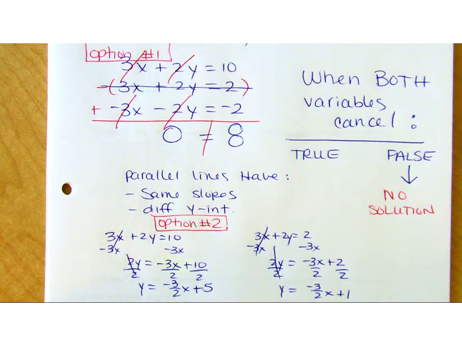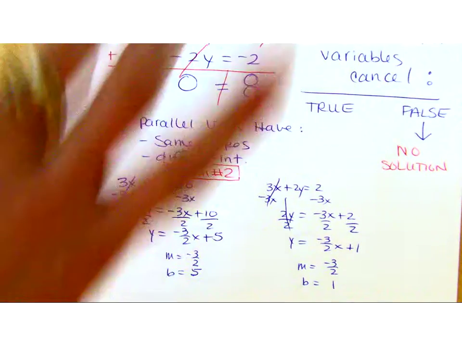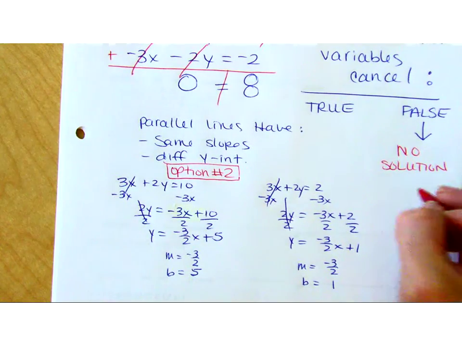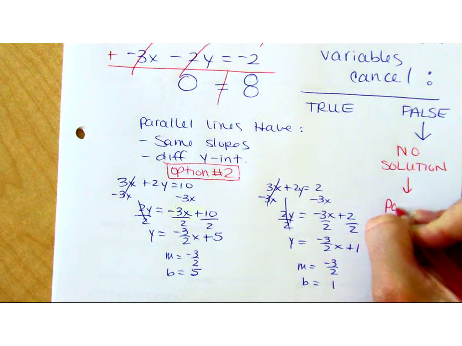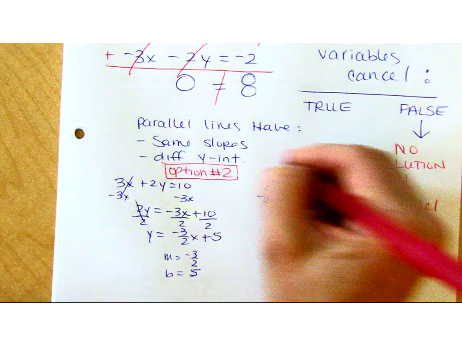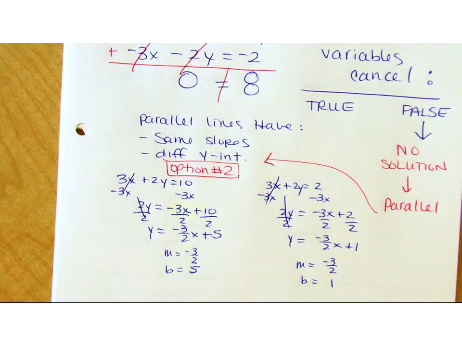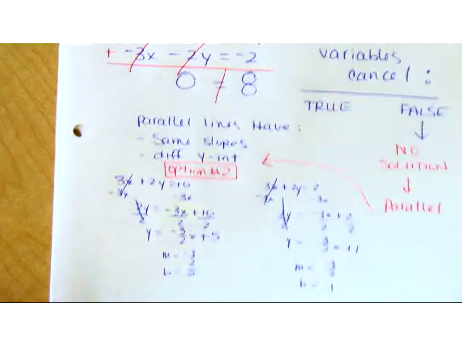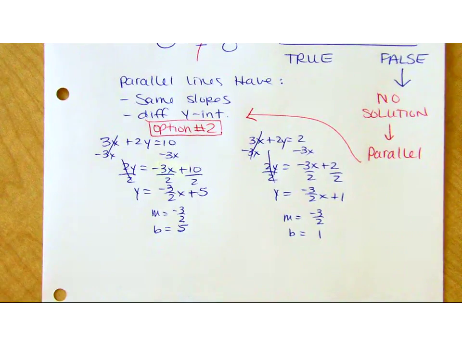Are you good with parallel lines? So no solution means the lines are parallel and they'll have the same slope, different y-intercept. That's what it looks like both ways. Are you good with special case number 1? Okay, good. So we're going to move on to special case number 2, which I think you already know what it is. You might even already know what it looks like because we've seen them before.